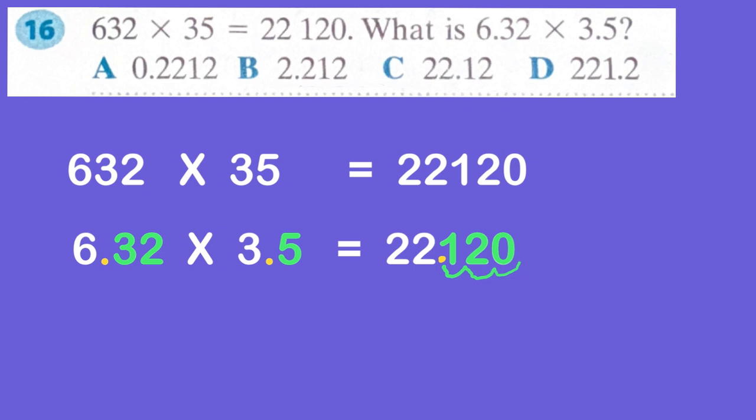So our answer is 22.12. The 0 at the end is meaningless. You don't need to put that in.